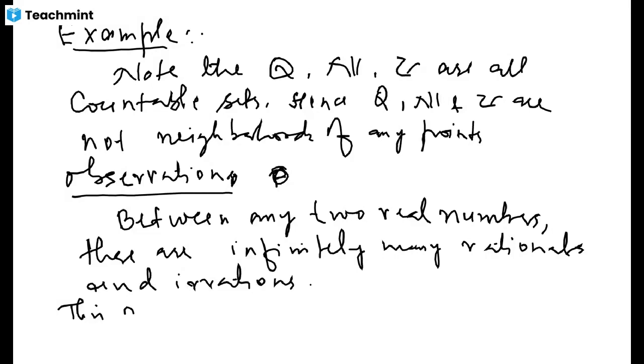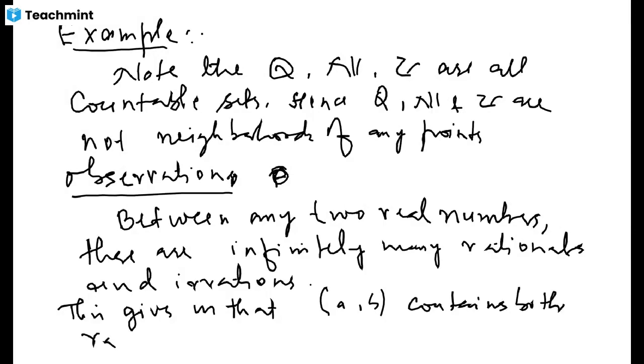It implies that any open interval (A, B), with A less than B, so A and B are distinct real numbers, contains all the real numbers between A and B. Hence, we will have infinitely many rational and irrational numbers between A and B. That means this open interval contains both rational and irrational numbers, and not only one or two, it contains infinitely many rationals and infinitely many irrationals as well.